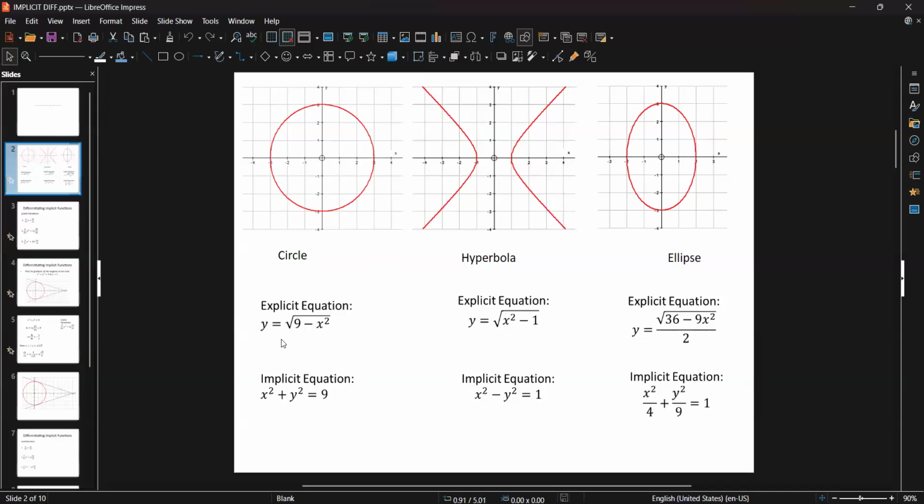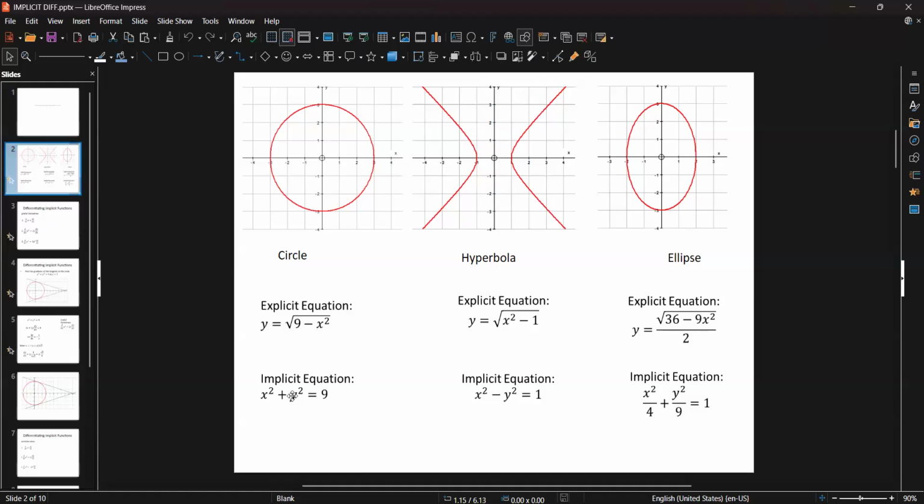If you were to try to express the equation explicitly, meaning you have y on one side and x on the other side, the equations look rather ugly with this radical sign, this square root sign inside. However, if you write it like this, x squared plus y squared equals 9, it still looks complex, but nicer without the radical sign.